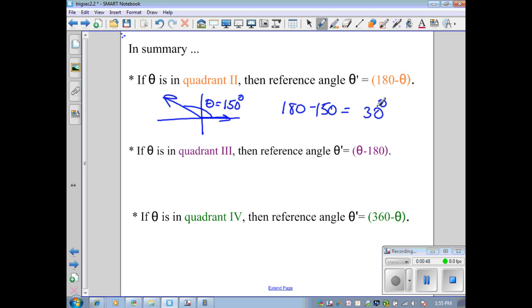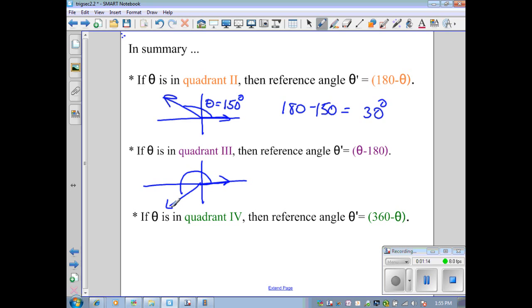In quadrant 3, it tells us that we have our reference angle theta prime equal to the given angle theta minus 180, because what we want to have is a positive reference angle. Let's take a look at an example. In this situation, again, I have my initial side of my angle on the x-axis, counterclockwise revolution into quadrant 3.